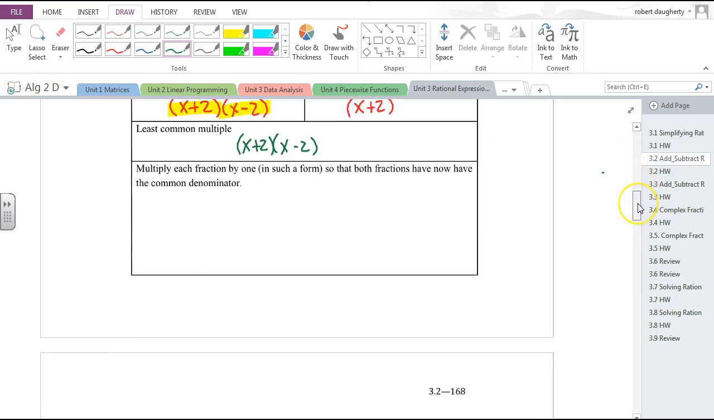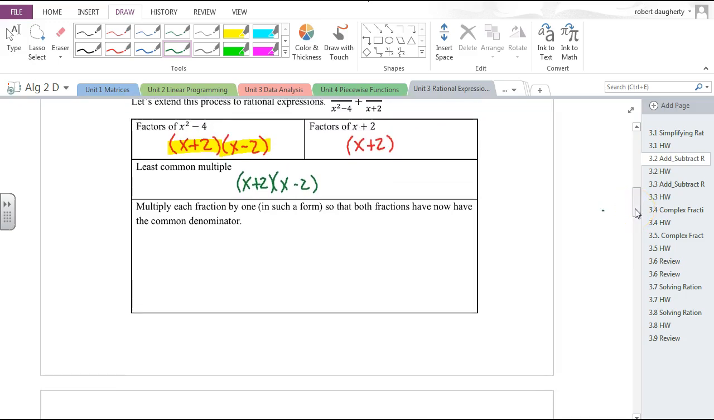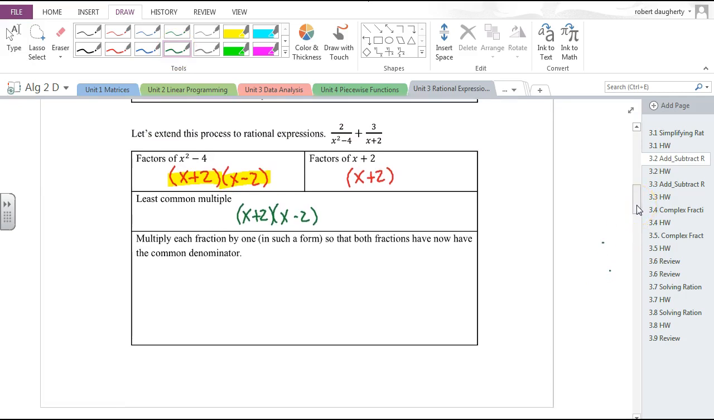So let's go back to this problem. My common denominator is going to be x plus 2, x minus 2. So let's look at our original problem. You're going to have 2 over x plus 2 times x minus 2 plus 3 over x plus 2.